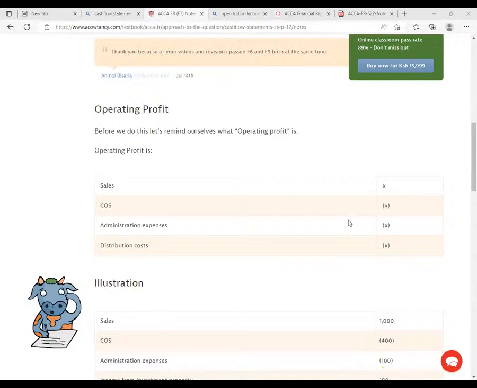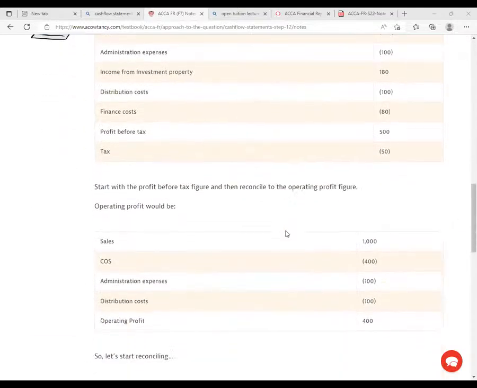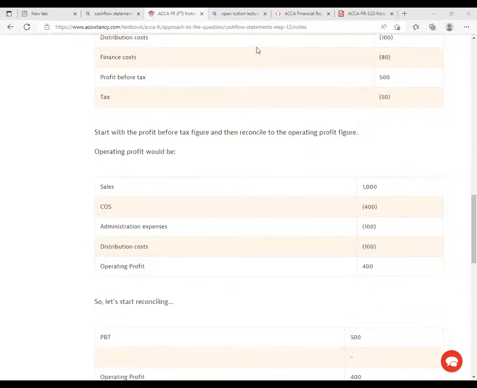Do you remember this format? Sales, less cost of sales, less administration expenses, less distribution cost. Are you able to remember this format? They have forgotten the format. So are we in agreement that the correct answer is supposed to be 400?